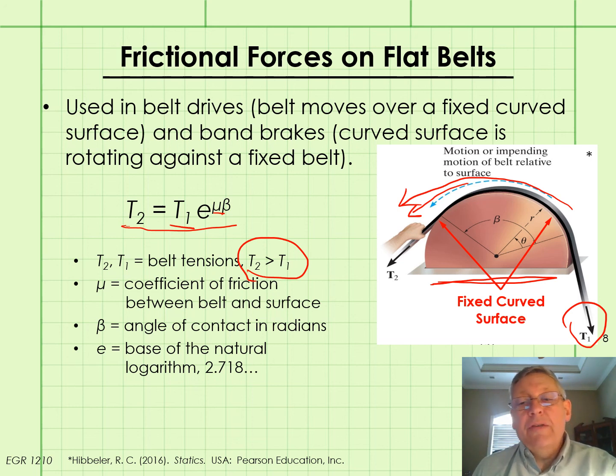And this could be a static problem or a kinetic problem. In other words, for impending motion, you would use the coefficient of static friction between the belt and the surface. And when motion's occurring, you would use the coefficient of kinetic friction. And then you also need to know the angle of contact, and that needs to be in radians.